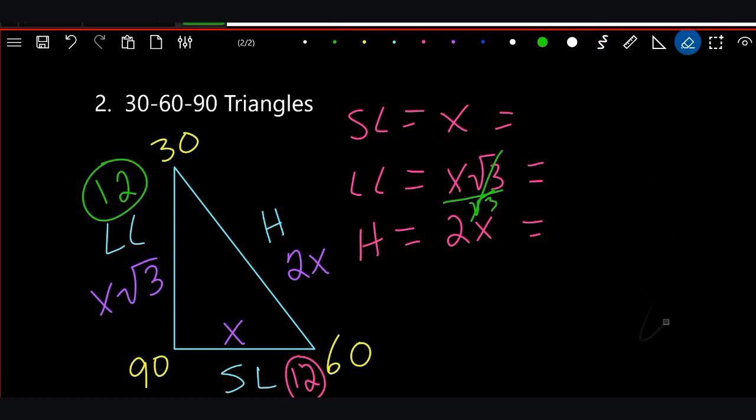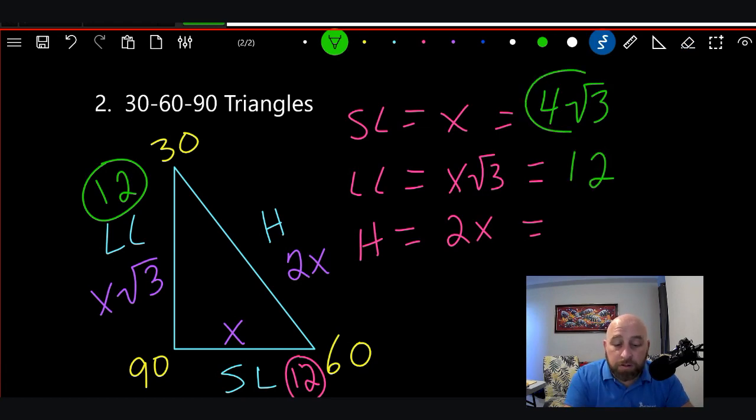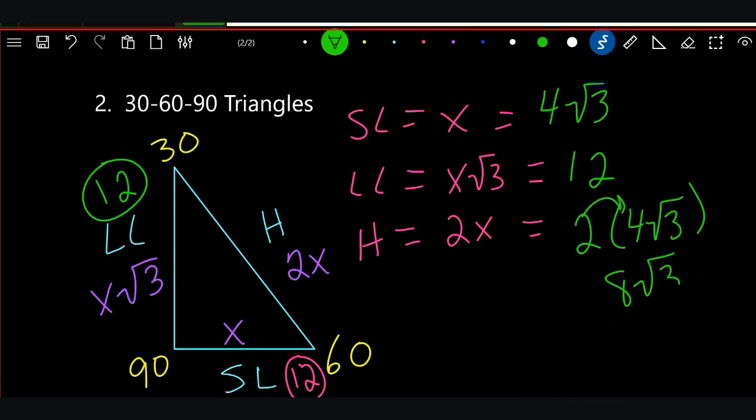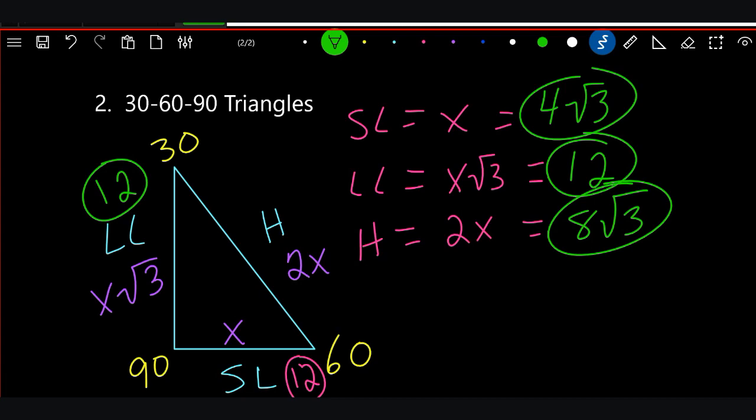Okay, so 4 square roots of 3. So that's x, 4 square roots of 3. And this is 12. Now what we would do is plug this into the hypotenuse. And so we would get 2 times 4 square roots of 3, or just 2 times 4 is 8, so 8 square roots of 3 would be our answer for our hypotenuse. Okay? So there are your answers for all of those.